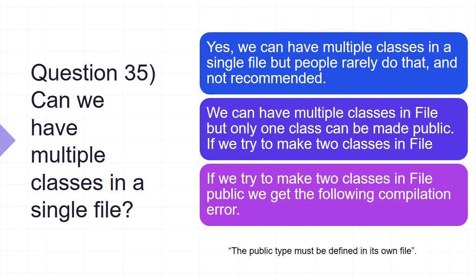Question 35. Can we have multiple classes in a single file? Yes, we can have multiple classes in a single file, but people rarely do that, and it is not recommended. We can have multiple classes in a file, but only one class can be made public. If we try to make two classes in a file public, we get the following compilation error: The public type must be defined in its own file.